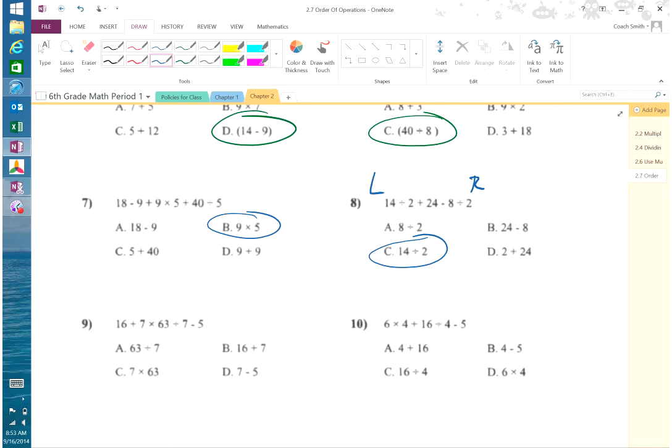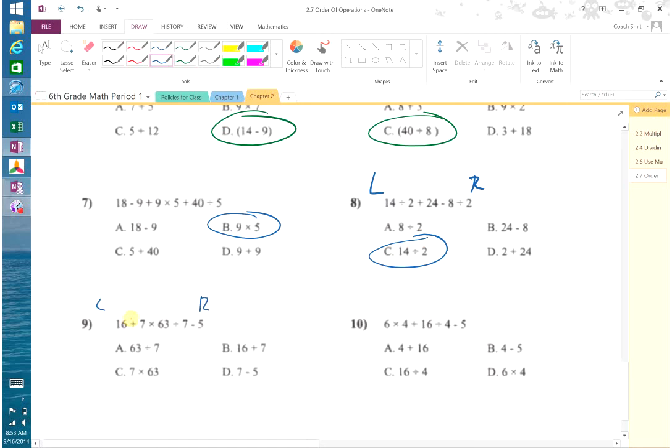No, not 16 plus 7. Brandon, 7 divided by 63. 7 divided by 63. No. No. Staley. 7 times 63. Remember, we have to move left to right.